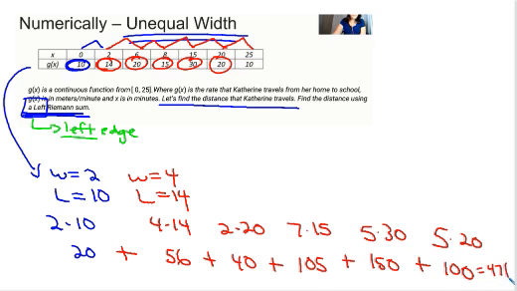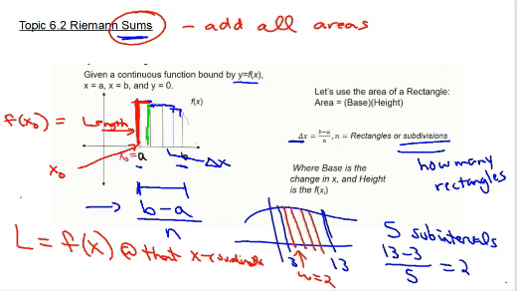Now we're talking about how far did she travel? Well, it's miles. All right, and we did that with, again, a left Riemann sum. Left, which again is using the left edge of each rectangle for our length. All right.